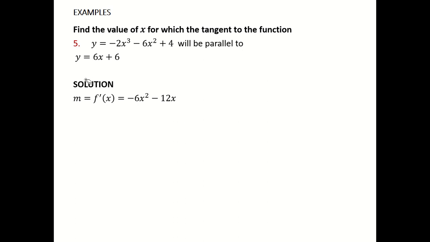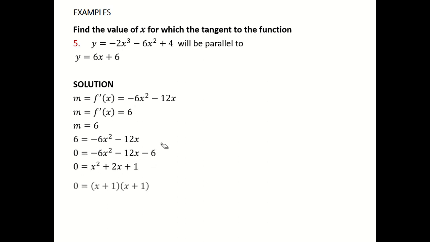But you are given m. M is simply the gradient of the tangent, because they told you that the tangent is actually parallel to this line. Okay, so basically the tangent and this line, they share the same gradient. So we can assume that the gradient of the tangent will also be equal to 6. So hence we have the gradient of the tangent is equal to 6. So m is equal to 6. So where there's m, I'm going to substitute that 6 and try to find my x value. I will have a trinomial that I need to factorize, and my x value will be equal to minus 1.